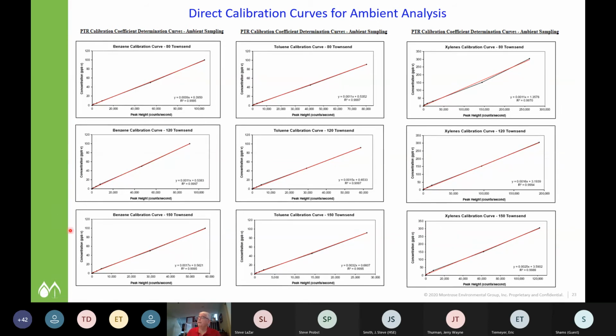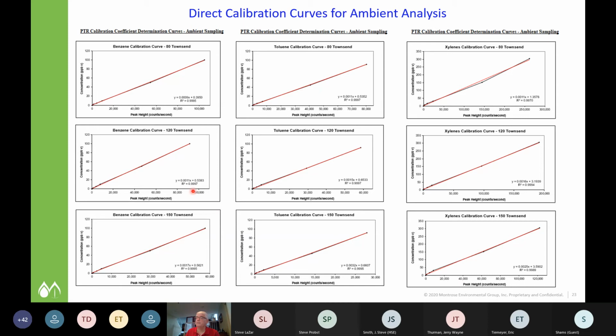So you can see now we have the equations for each line here, and each one of these says 80 Townsend, 120, 150. Those are different operating conditions for the drift tube and the reaction chambers. So different conditions give you different coefficients and slopes. So that's why we have so many different ones at different modes of operation. So that's great. We have all this.